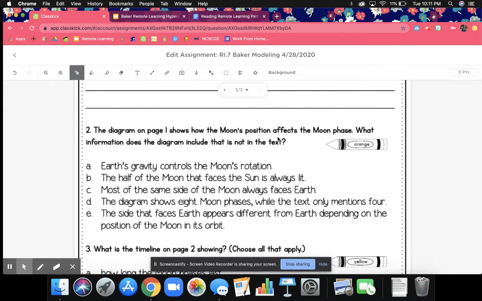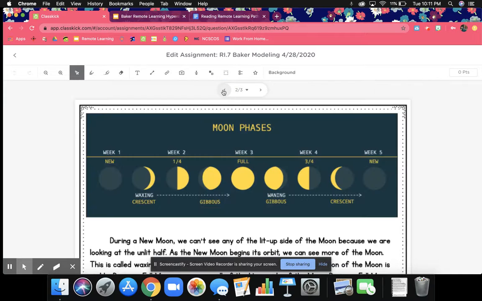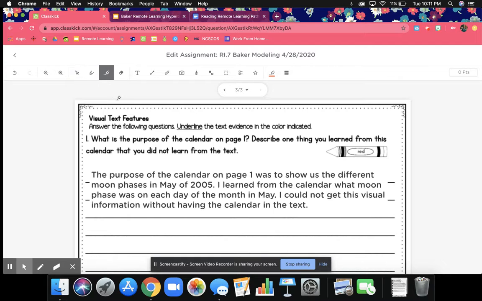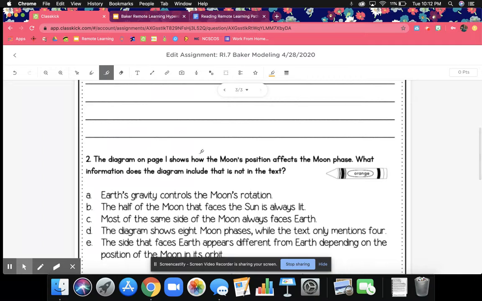Number 2, the diagram on page 1 shows how the moon's position affects the moon phase. What information does the diagram include that is not in the text? So we have to go in the text and we have to know what is in that text. So I'm going to get my orange highlighter. So again, the diagram on page 1 is where we're going. It shows how the moon's position affects the moon's phase, and then what information is in the diagram that's not in the text.